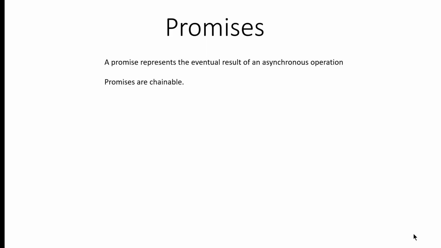A promise, in short, represents the eventual result of an asynchronous operation. And promises are chainable. There are 3 states that a promise can be in. It can either be pending, meaning it's still happening, the result hasn't happened. It can be resolved, meaning a result has been found, or it can be rejected, meaning we have some sort of an error. So while a promise is pending, it could move to either resolved or rejected. Once resolved or rejected, it cannot move to any other state.